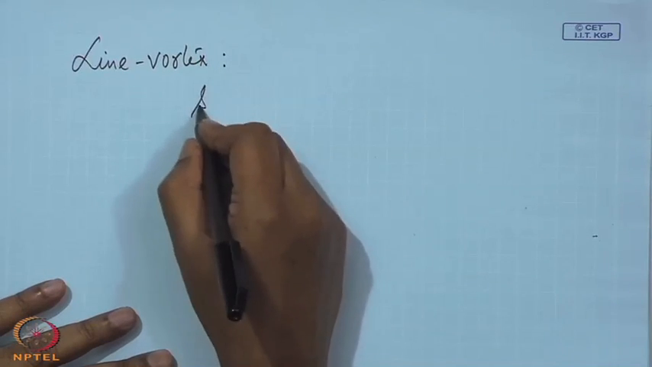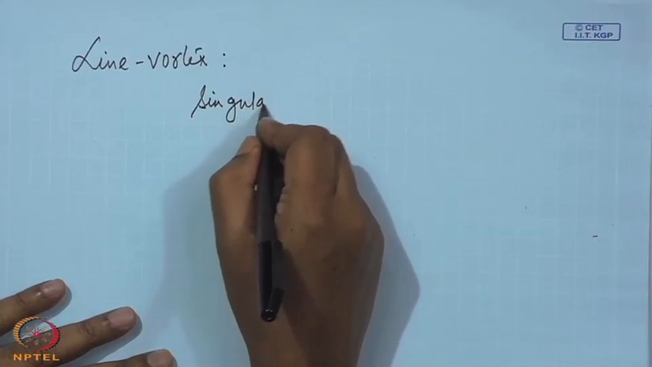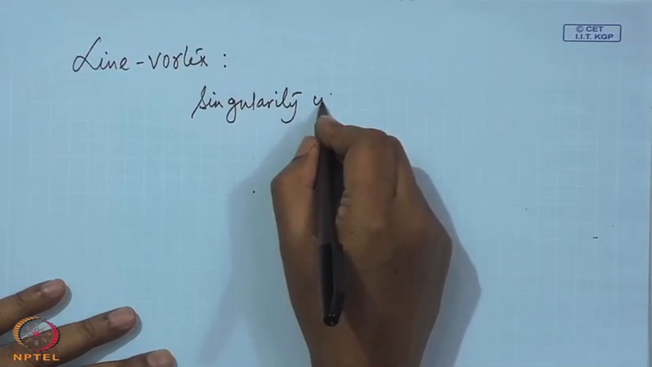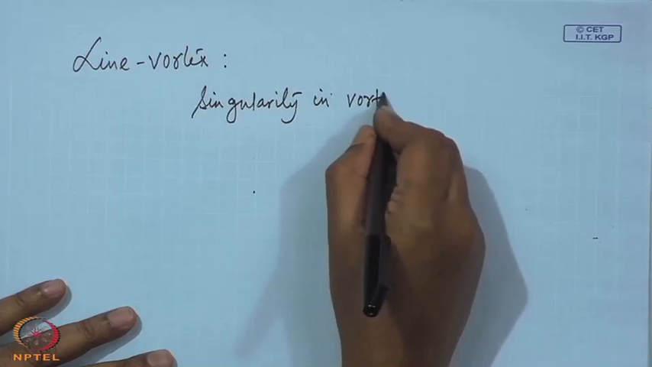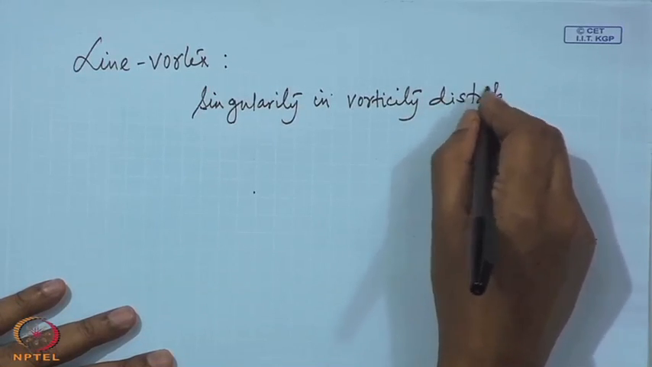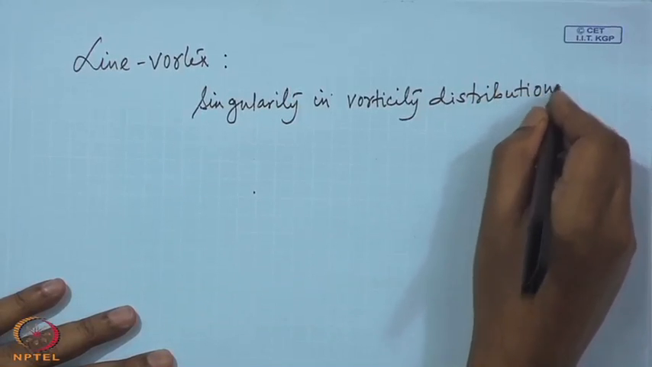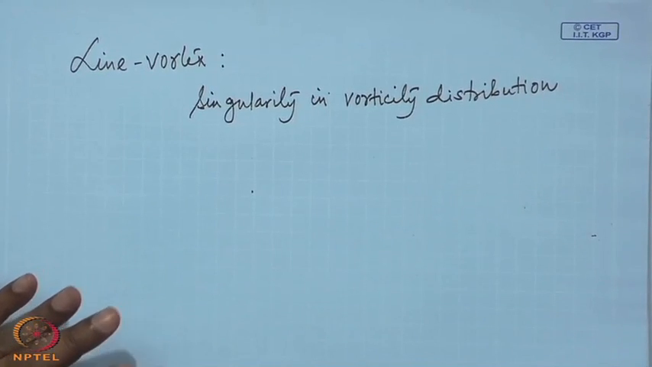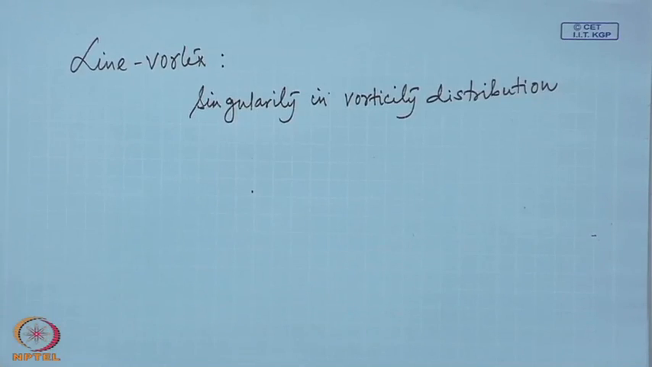This is of course a singularity in a vorticity distribution. Later on, you will see that in many practical flow problems this type of situation occurs, where there is a very strong concentration of vorticity in a narrow region, which can be thought of as a line. That sort of situation comes in many practical problems. So, in that respect this is quite important.